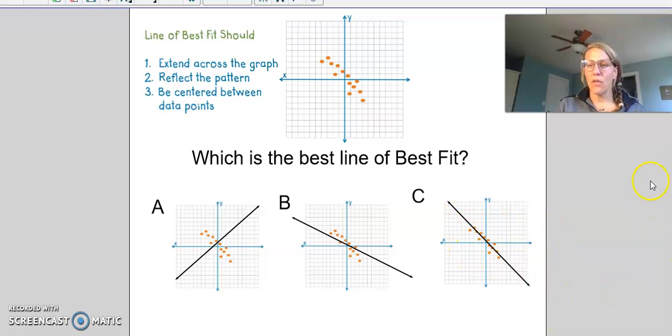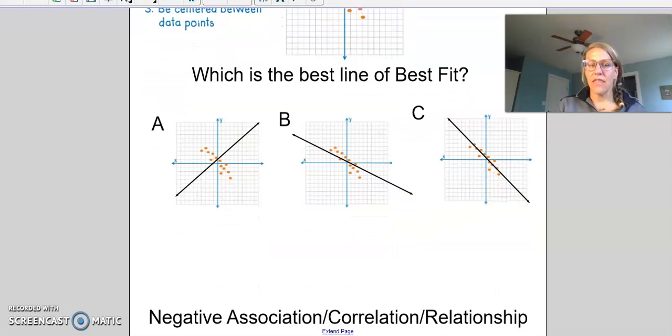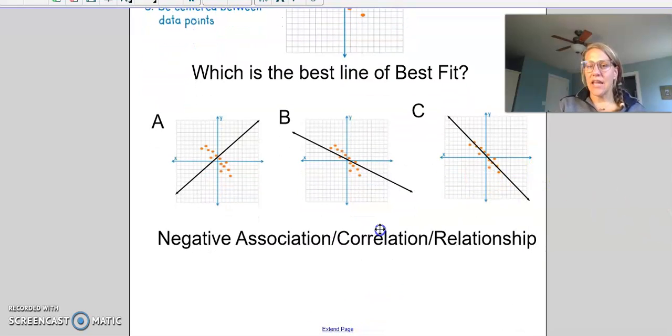Okay, so our line of best fit here that we've created is a negative association. We're going down from left to right. So it's a strong linear negative association because those points are pretty clumped close together.